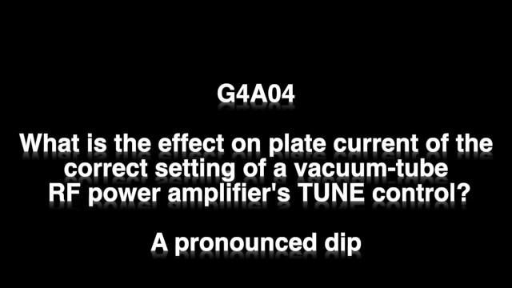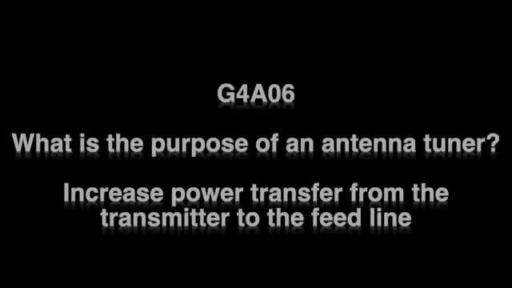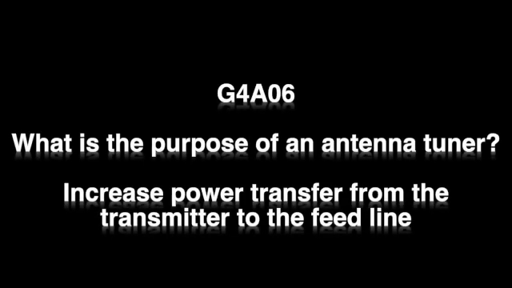G4A04. What is the effect on plate current of the correct setting of a vacuum tube RF power amplifier's tune control? A pronounced dip. G4A05. Why is automatic level control, ALC, used with an RF power amplifier? To prevent excessive drive. G4A06. What is the purpose of an antenna tuner? Increase power transfer from the transmitter to the feed line.